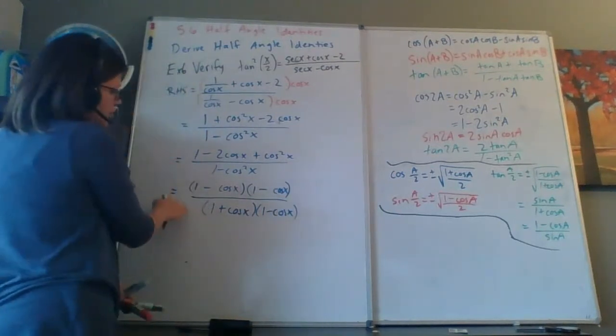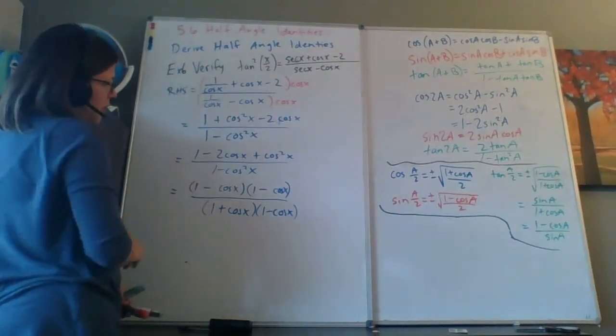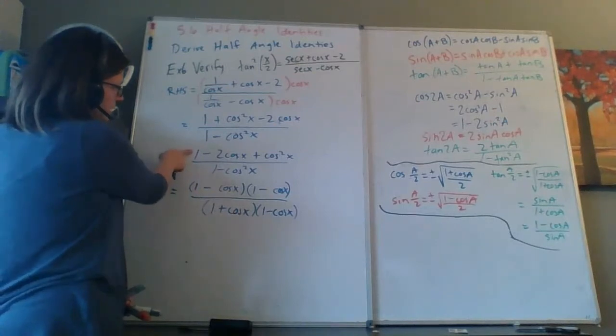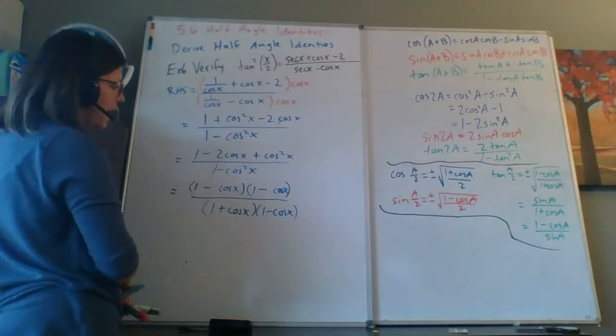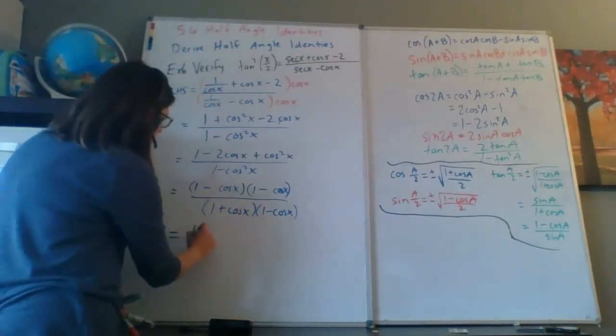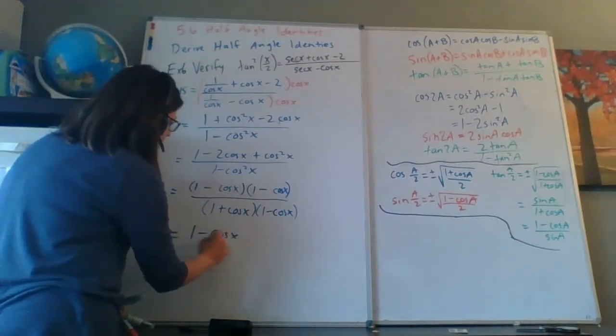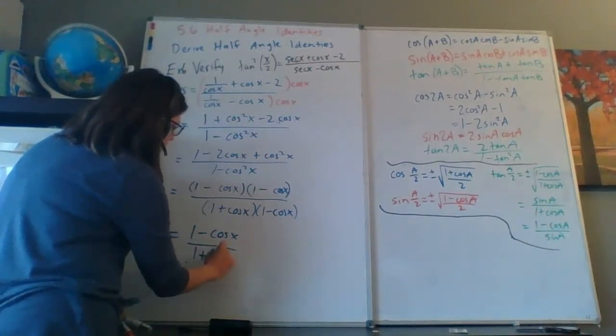At this stage, there's a few different routes we could go, but I'll just continue with this one since we're factoring the top. We'll go ahead and factor the bottom. And notice the 1 minus cosine x's cancel. So we get 1 minus cosine x over 1 plus cosine x.